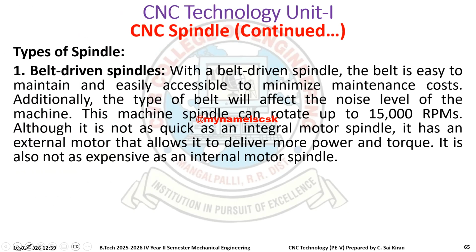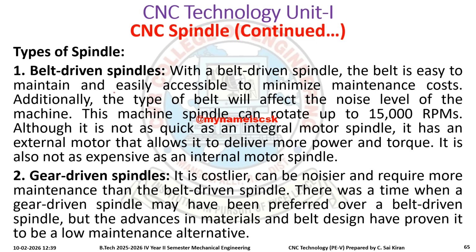And types of spindles. The first one is the belt drive spindle. In this belt drive spindle, it is easy with the belt, and the noise level is also very low. It can rotate up to 1500 rpm and is allowed to deliver more power and torque, and it is not expensive, so it is very less costly, and we can use it as an internal motor spindle.